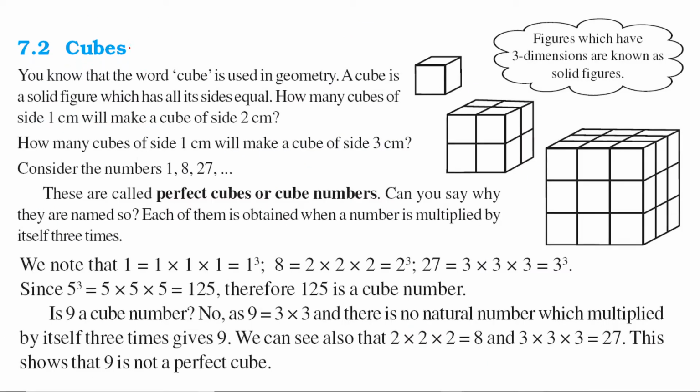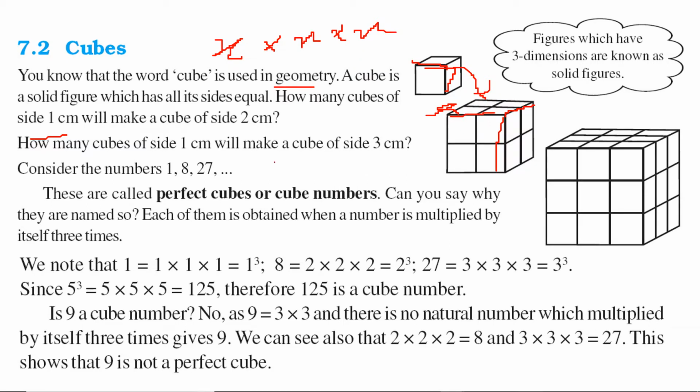Cubes. What are cubes? A cube is simply, if you take any number x, you multiply it 3 times. This is a cube. But how did it come? Let us go to the geometry. A cube is a solid figure which has all of its sides equal. So how many cubes of side 1 centimeter will make a cube of side 2 centimeter? This is 1 by 1. How can we join them so that we make a cube again with the side 2 centimeter? See, this is 1, this is 1, so it becomes 2. 1, 1 become 2, and now 1, 1 become 2.